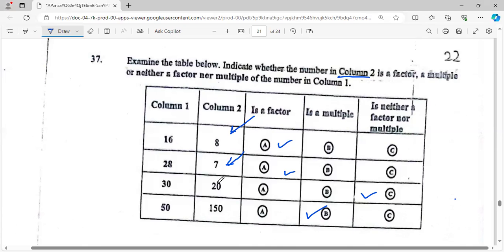And third, is 20 a factor or a multiple? It's neither, right? And then, is 150 a factor or a multiple of 50? It's a multiple, because 50 times 3 gives you 150. So that means it's a multiple, because you can multiply a number by a whole number to get it. All right, good job, Juvain. Well done.